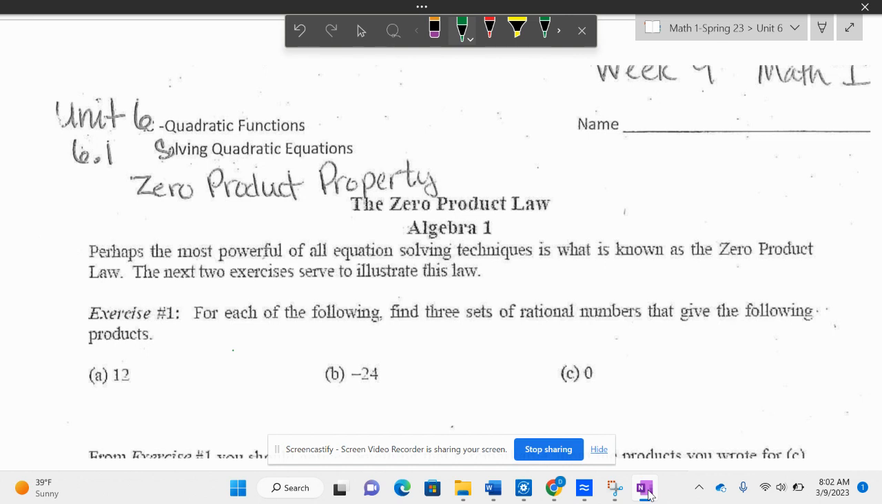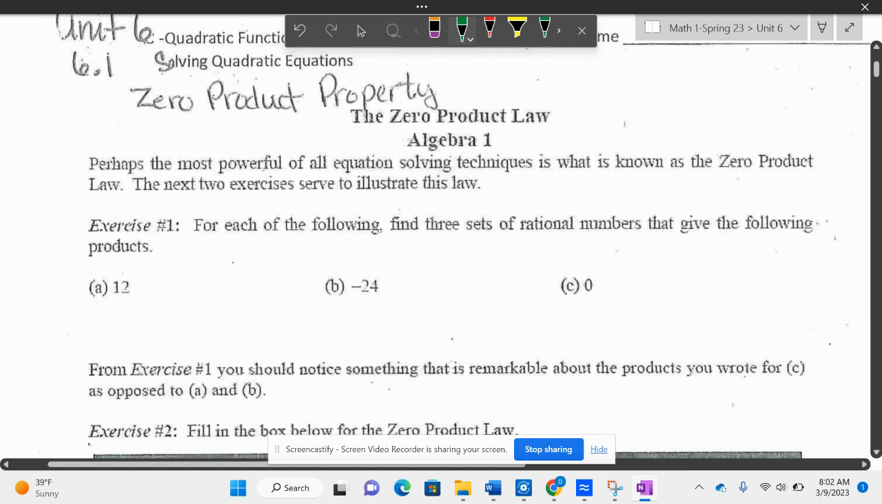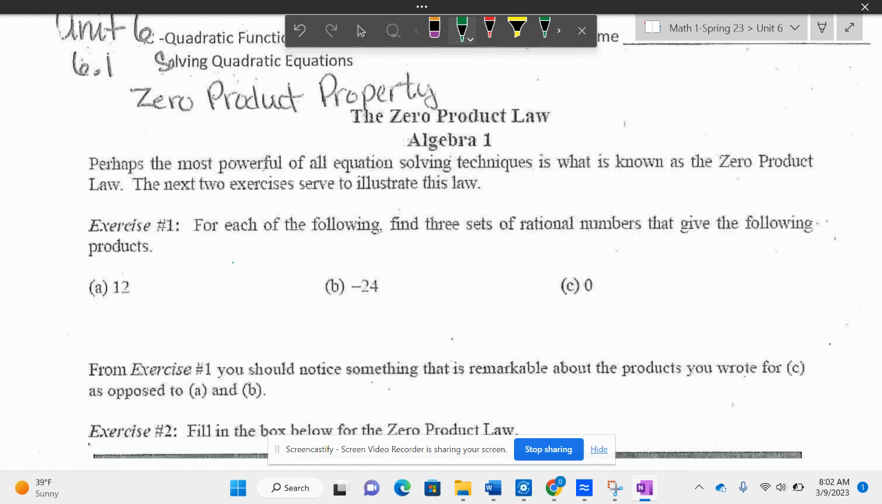It just says for each one of these sets of numbers, you need to come up with 3 different ways to write that product. So here's what this means. For the number 12, what is one way that I can get the number 12? 12 times 1.